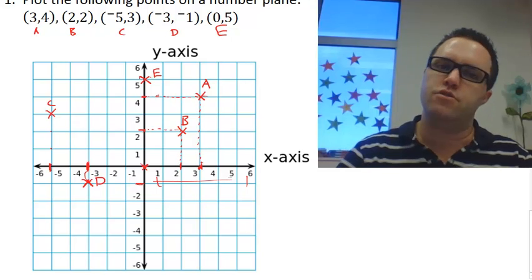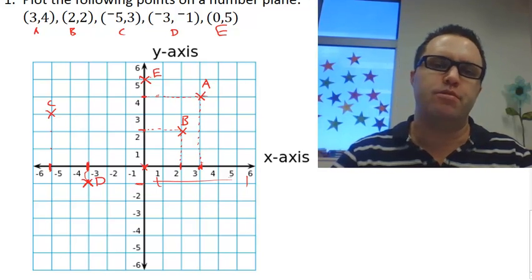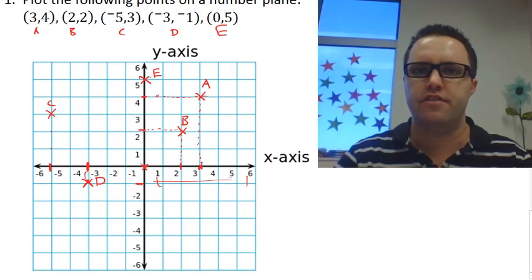Now, that's all you need to know for now about playing around with the Cartesian plane and being able to plot points on it, and we'll have a look at some other stuff in some later videos, okay?